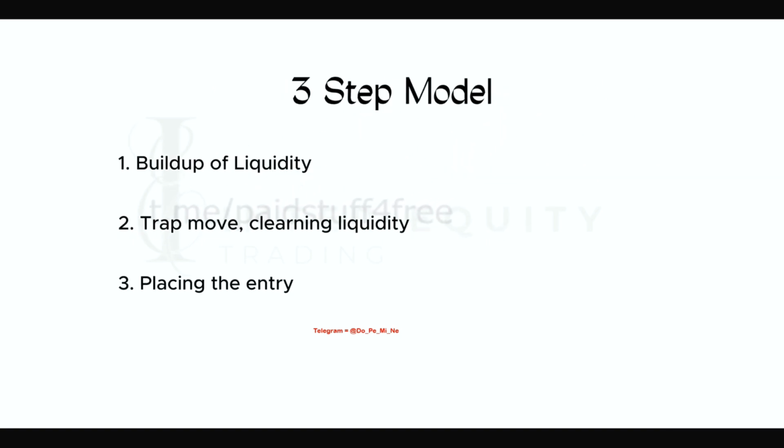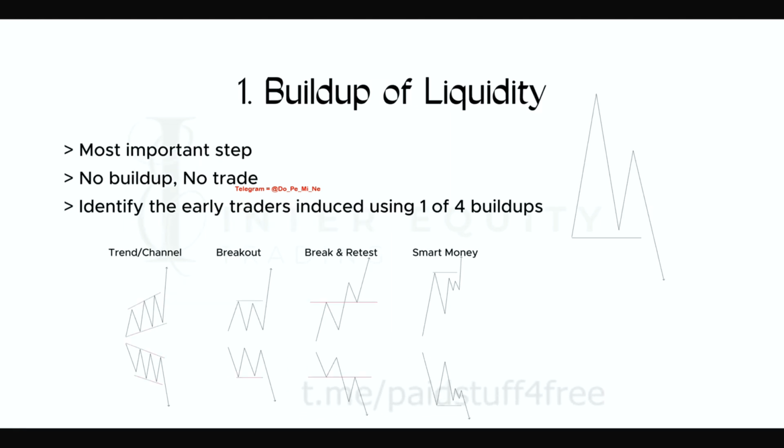So the Money Glitch model is a three-step process. Number one is the buildup of liquidity. Number two is the trap move clearing liquidity. And number three is placing the entry. All right, so number one, the buildup of liquidity. The first and the most important step is the buildup. Without a buildup, the model is completely invalid.